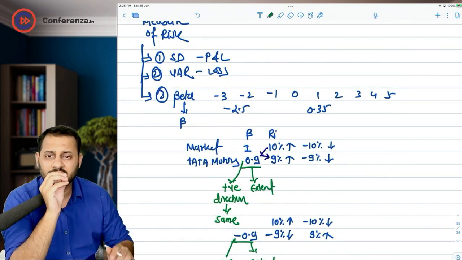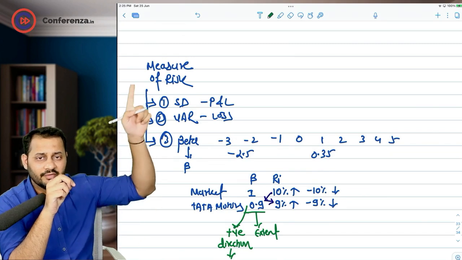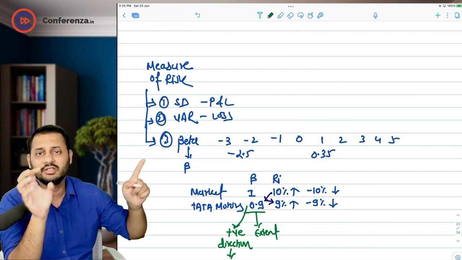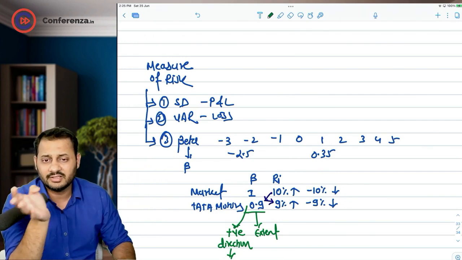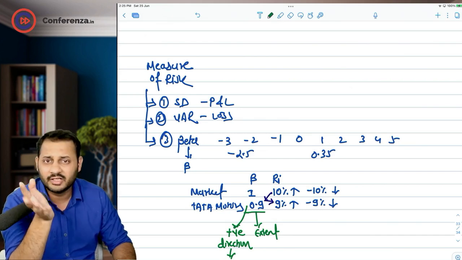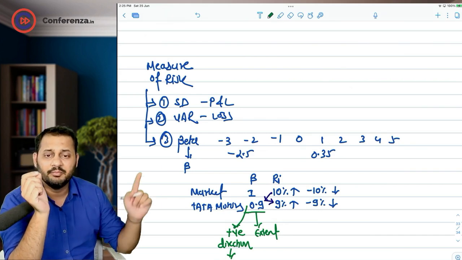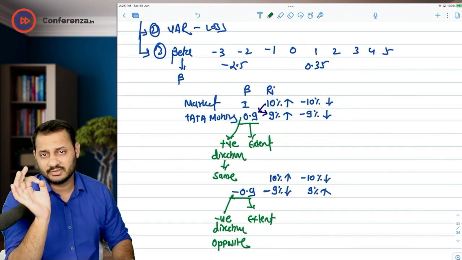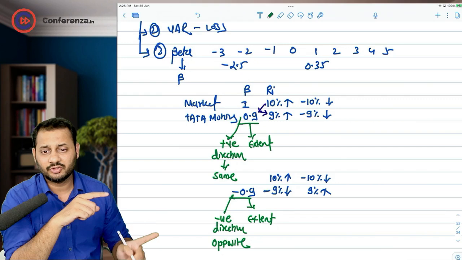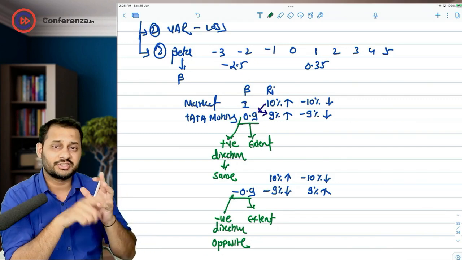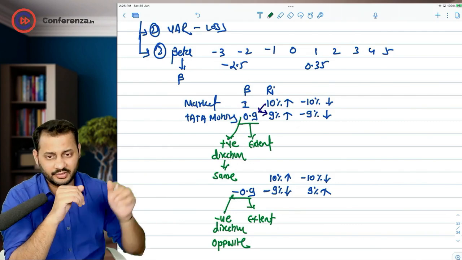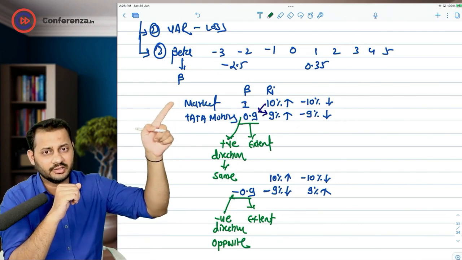Beta is first of all a measure of risk. It is shown not in percentage terms, it is shown in index terms. So minus 3, minus 2, minus 1, 0, 1, 2, 3, 4, 5, or any figure in between, in decimals. Beta basically has two things in it: the sign, which indicates the same direction or opposite direction, and the extent to which the shares will move as compared to the market. This share is already included in the market, right?